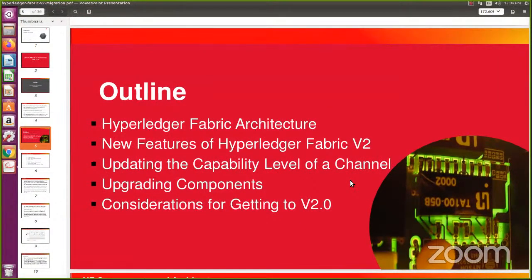Today, this is an outline of some of the things I want to talk about. I want to talk about Hyperledger Fabric architecture and components. Then I'll talk about some of the new features introduced in Fabric version 2. And then I'm going to talk about what to watch when you're upgrading or migrating to version 2: what capability levels you need to watch on a channel, what components you need to upgrade, what the considerations are for moving to version 2, and what the checklist of things is that you have to be careful about before you migrate.